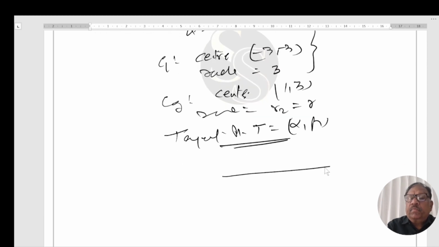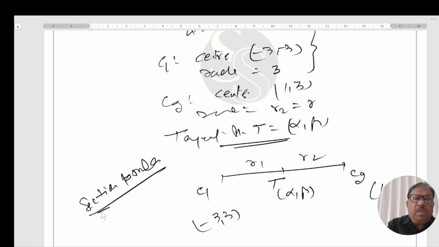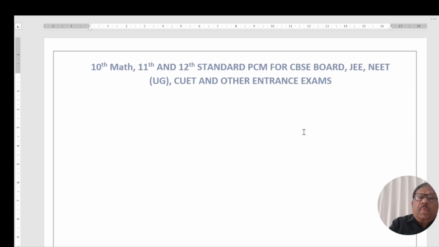Means C1, C2, T (alpha, beta), (1, 3), (-3, -3), R1, R2: section formula. As I have discussed earlier in the number of common tangents discussion, R1 is known, 3. Unknown is R2. To find R2.